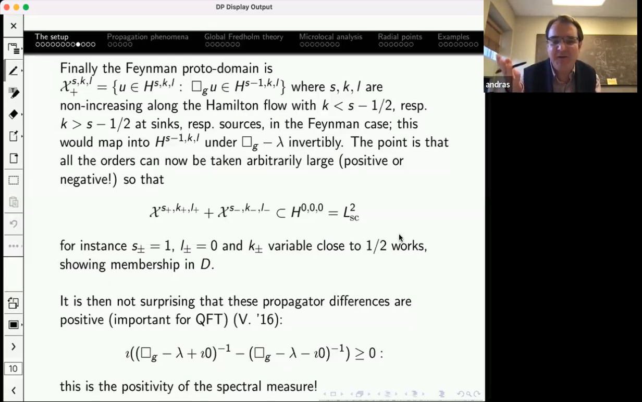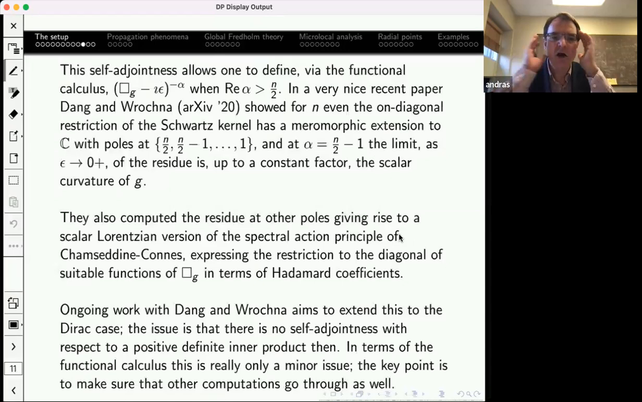Once you have essential self-adjointness, this is automatic, but there are less technical ways of seeing it, although now I can see the essential self-adjointness in an easier way. Okay, so why is this self-adjointness good? One reason is that it allows one to define, by the functional calculus, things like box minus i epsilon to the power minus alpha.